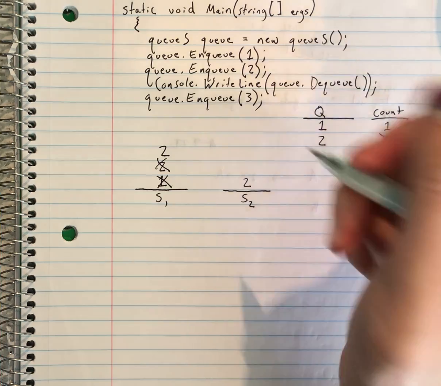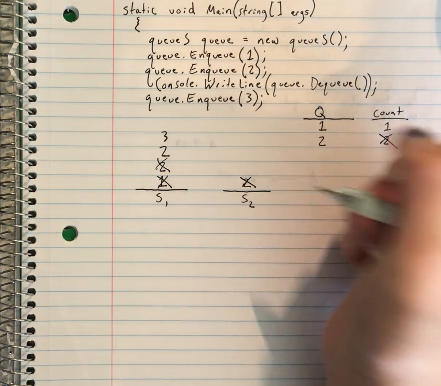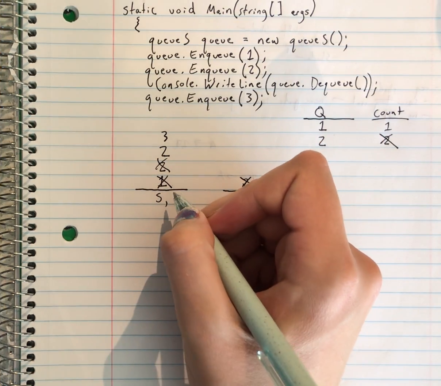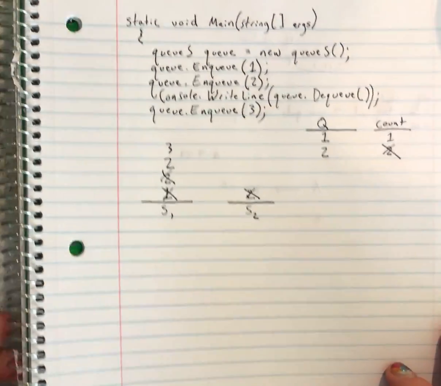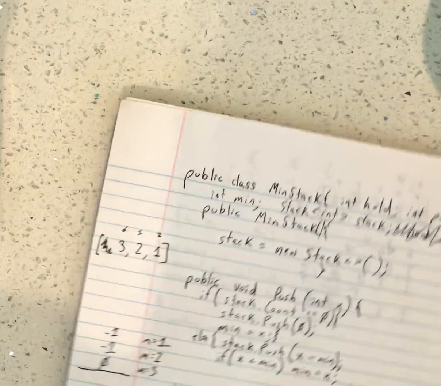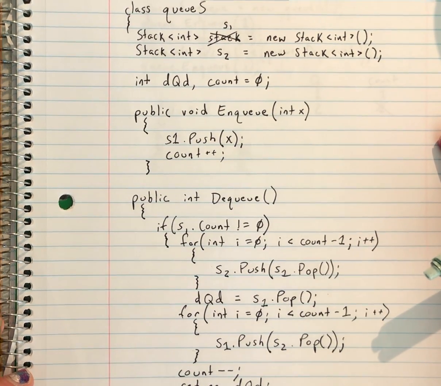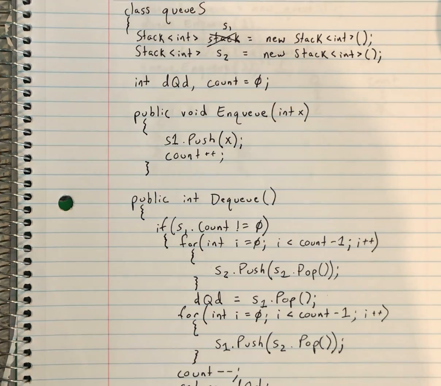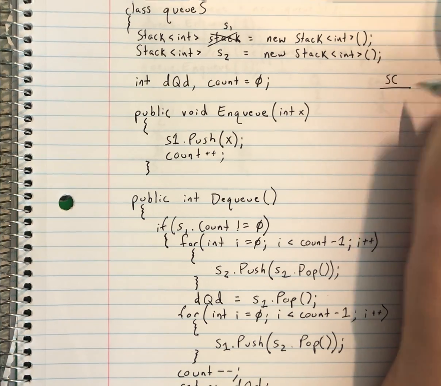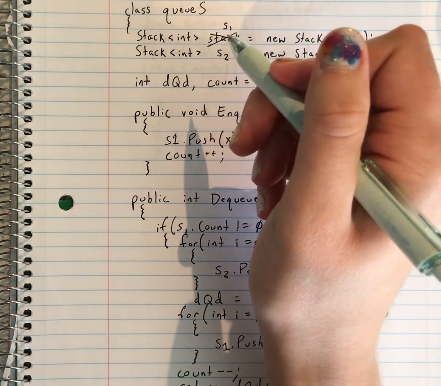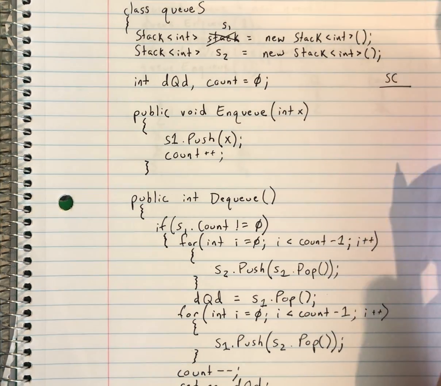We'll enqueue one more element, 3. And 2 was removed here. And now in S1 we have 2 at the bottom and 3 at the top. Let's review the space complexity and time complexity. So overall, the space complexity for this class is O of n.